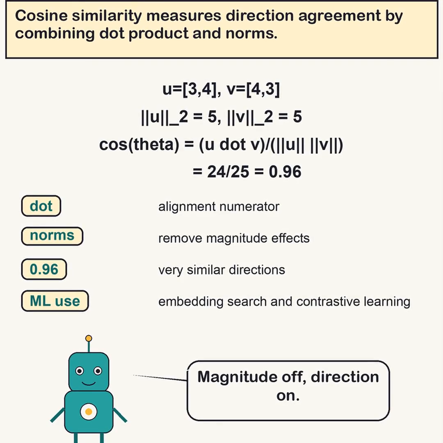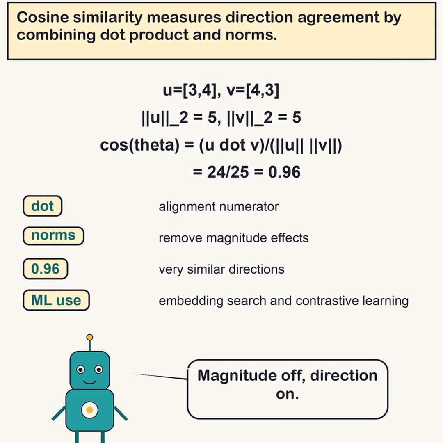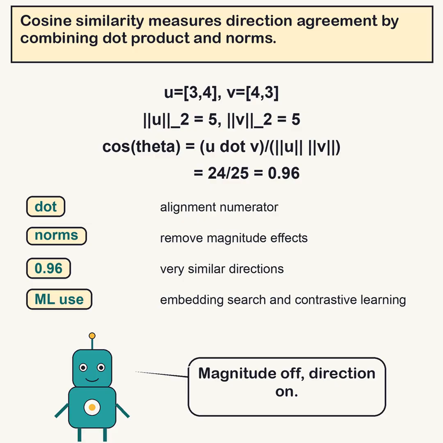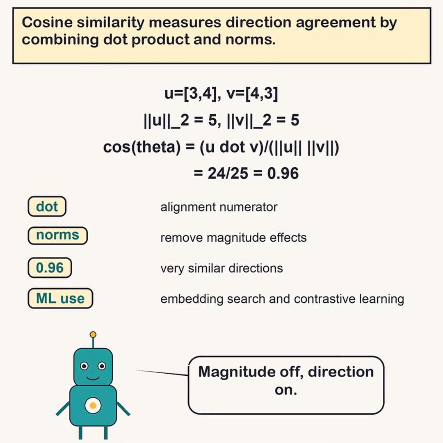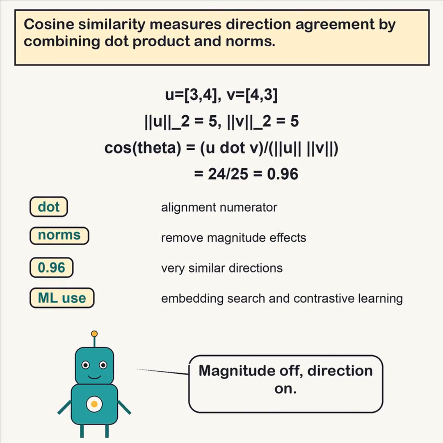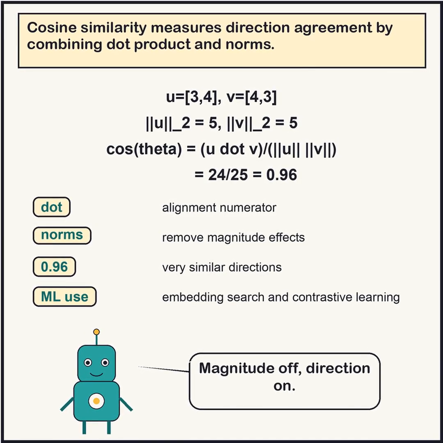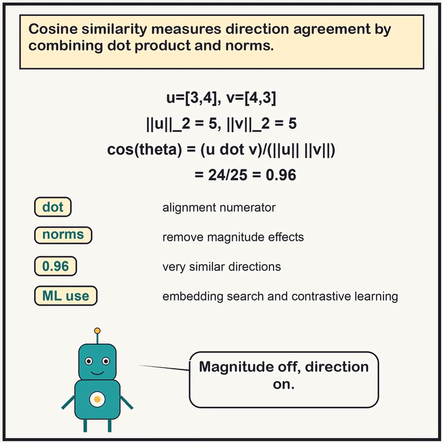Cosine similarity divides the dot product by both vector norms, so it compares direction rather than magnitude. That is why embedding search often ranks by cosine similarity. Real-world analogy: cosine similarity is like comparing two compasses after ignoring how far each person walked.